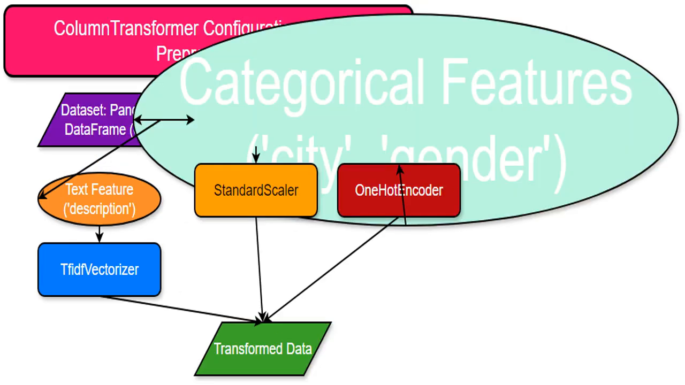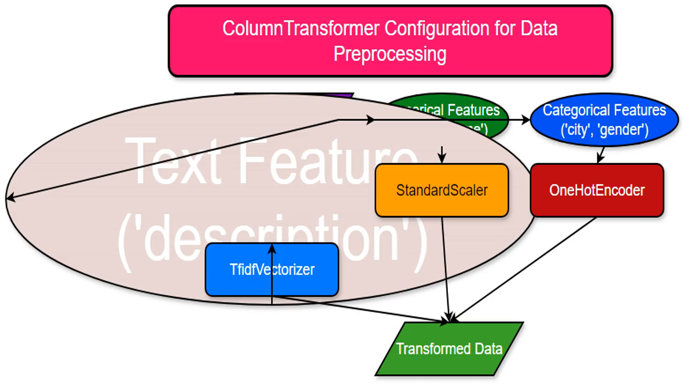These columns contain categories, like city names or genders. I need to use OneHotEncoder to transform them into numerical representations. For example, male and female might become 1, 0, and 0, 1, respectively. This is my text column. I will use TF-IDF vectorizer to convert the text into numerical features that reflect word frequency and importance. This is a common technique in text processing.